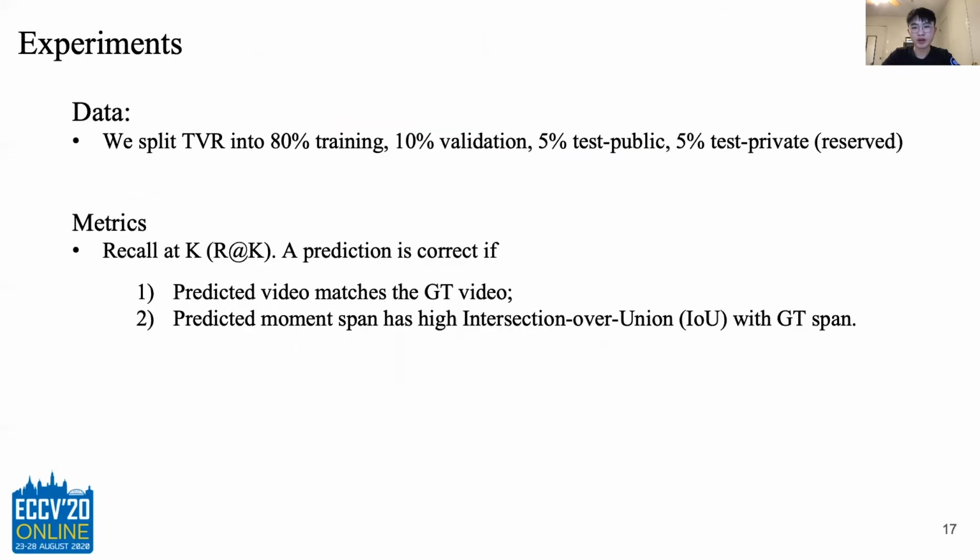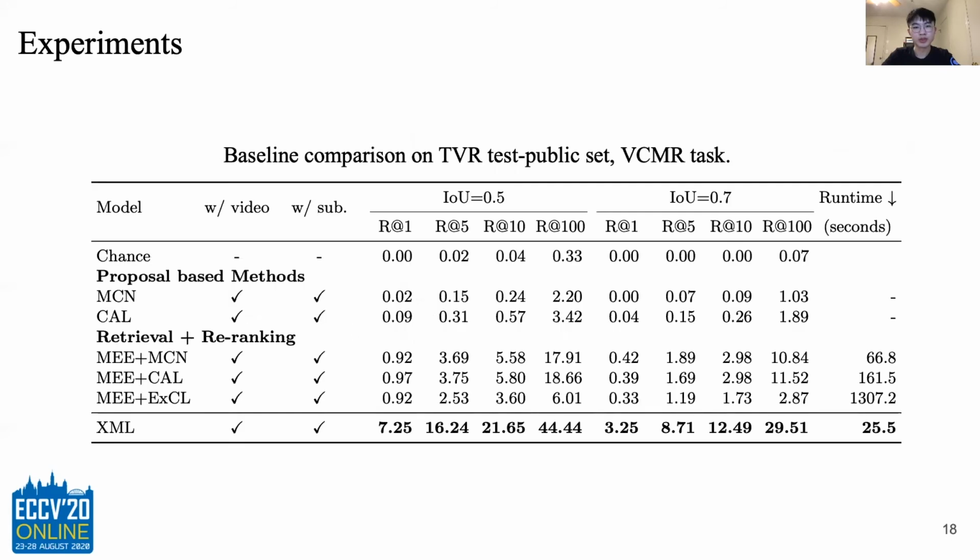We split TVR into 80% training, 10% validation, and 5% test public for reporting at our public leaderboard, and another 5% test private is reserved for future challenges. We use recall at K as our metric. A prediction is correct if the predicted video matches the ground truth video, and the predicted moment span has high intersection over union with the ground truth span. Experiments show that our proposed XML model outperforms previous baseline methods by a large margin, and with better efficiency.